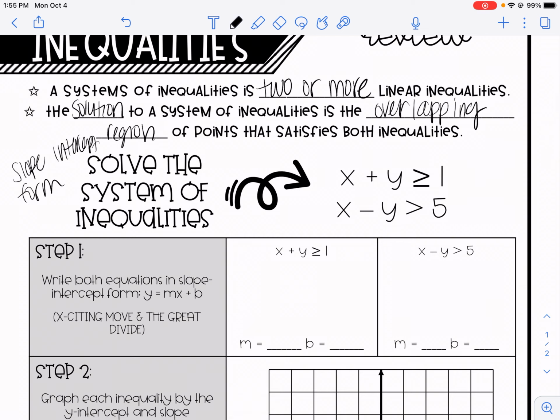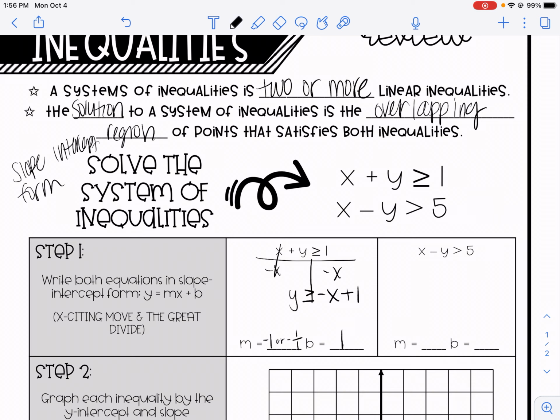So let's look at this first one. We have our two inequalities right here. We need to put them in y equals mx plus b. Okay, so we are going to fix that. We're going to subtract x from this first one. We have y is greater than or equal to negative x plus 1. Our slope is negative 1 or negative 1 over 1 if you need it as a fraction to do your rise over run. And our y-intercept is 1.